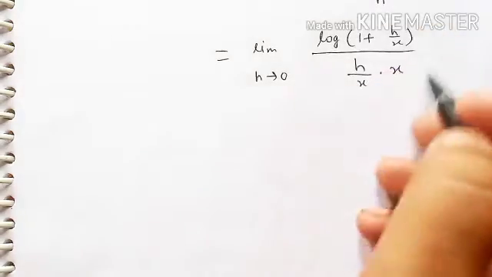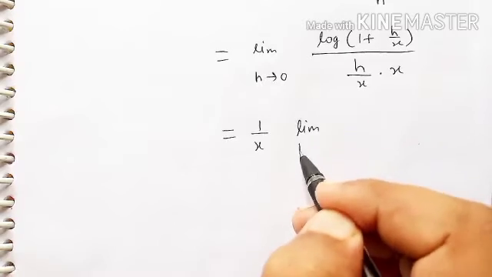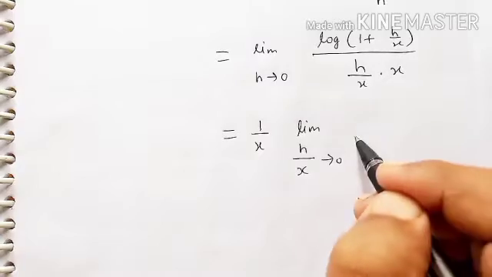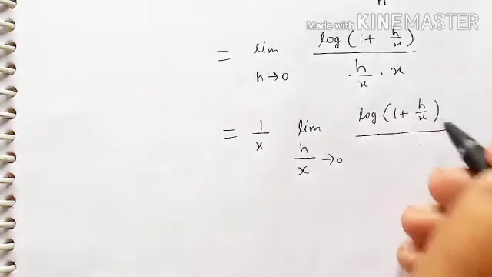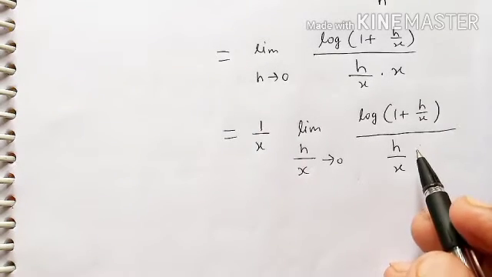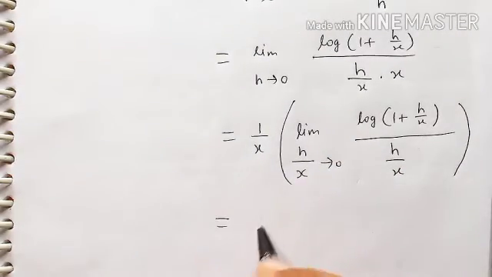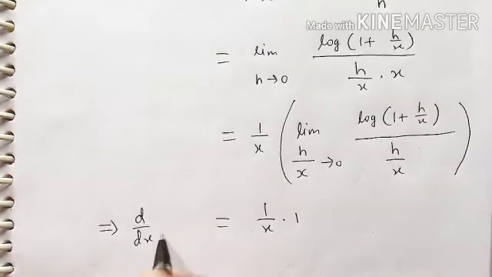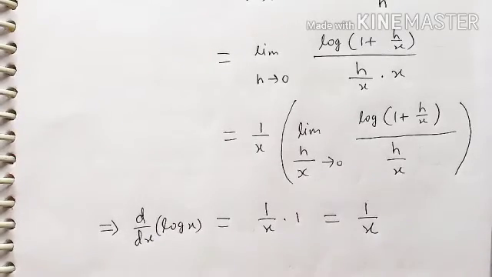Now from here we can take 1 by x common, and we can write limit as h tends to 0, h by x tends to 0, log of 1 plus h by x, here h by x. We have studied in class 11th that the value of this limit is 1. So we have derivative of log x, which is equal to 1 by x.